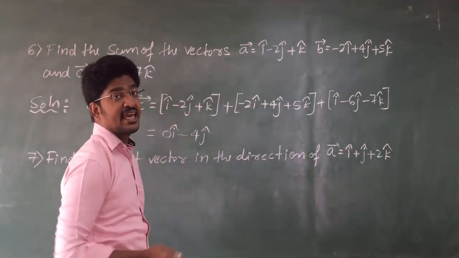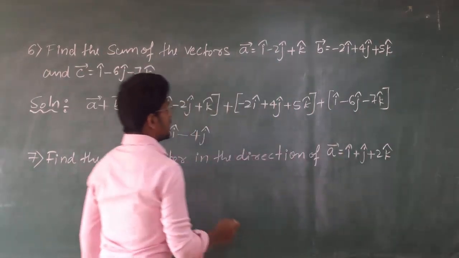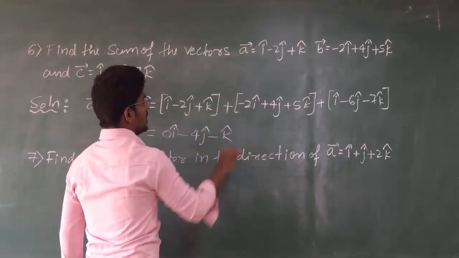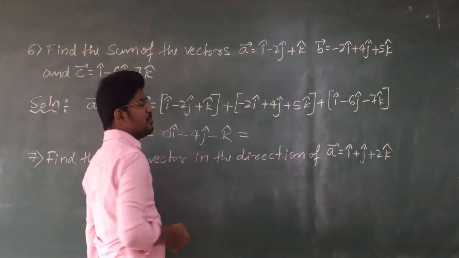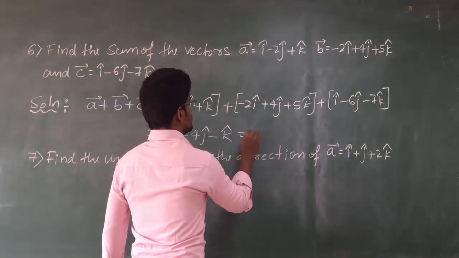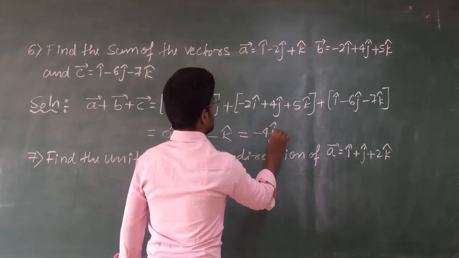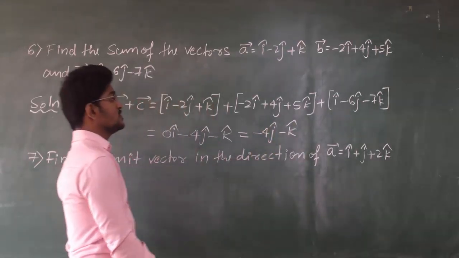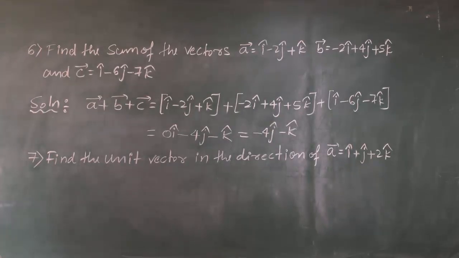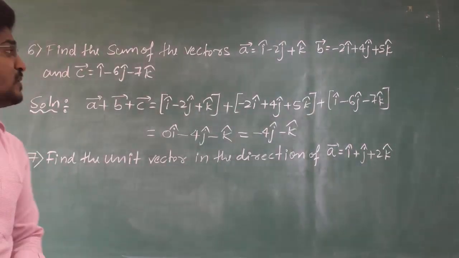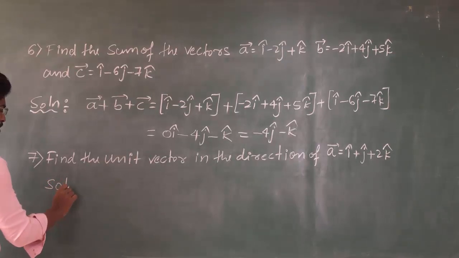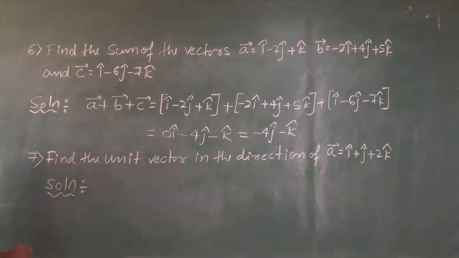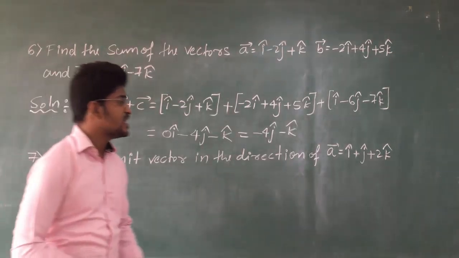This will be 6k cap. Minus 7k cap will give you minus k cap. So therefore your answer will be 0i cap can be left. So that's why minus 4j cap minus k cap. So this is going to be the sum of vectors vector A, vector B and vector C. Clear? No problem.